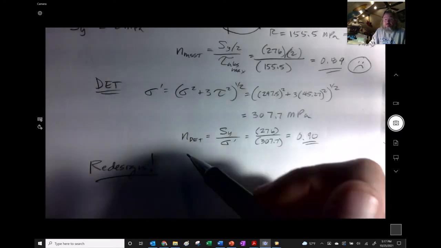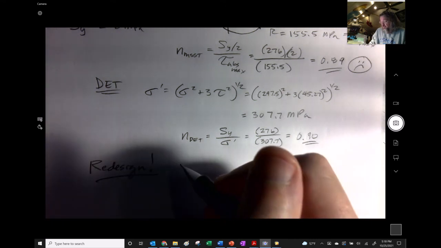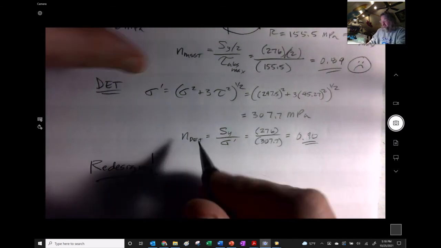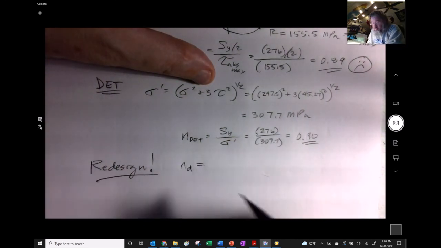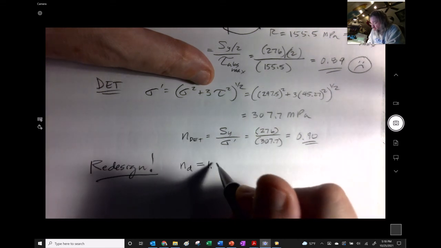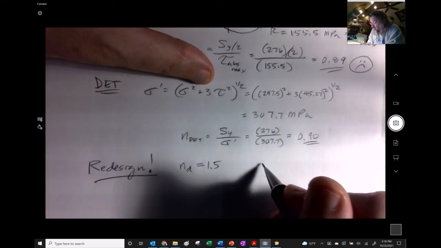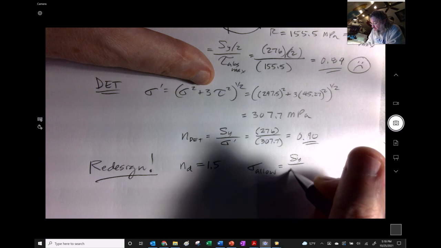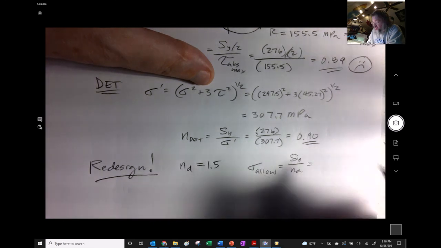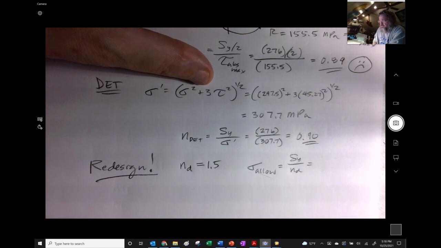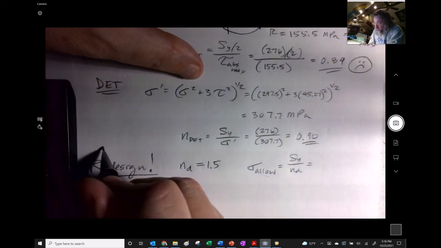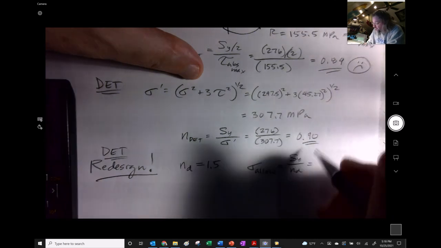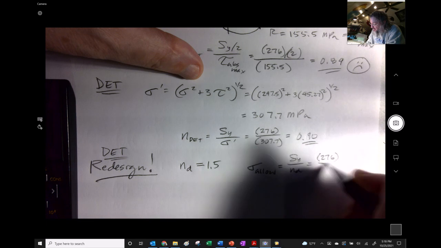Or we could pick a different material, but let's say that we want to stick with that because we needed the stainless and we didn't have anything better than that. So let's say the design factor we're going to pick right here is our 1.5, right? So the allowable is going to be the yield strength divided by that. But that's going to be the distortion energy allowable, right? So let's just do the DET redesign because I'm tired. So we take 276 and divide it by 1.5.